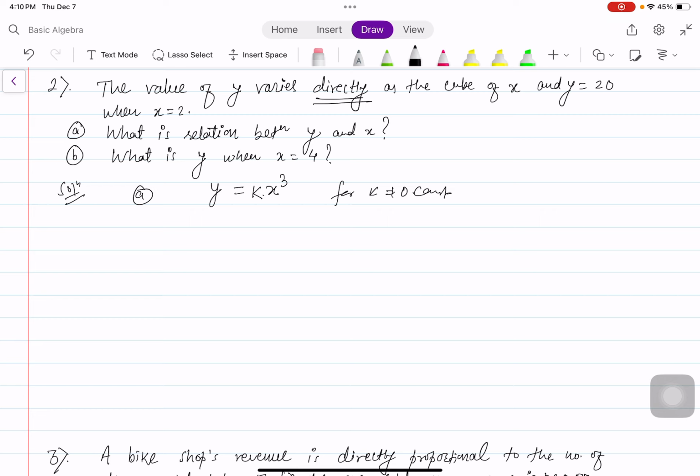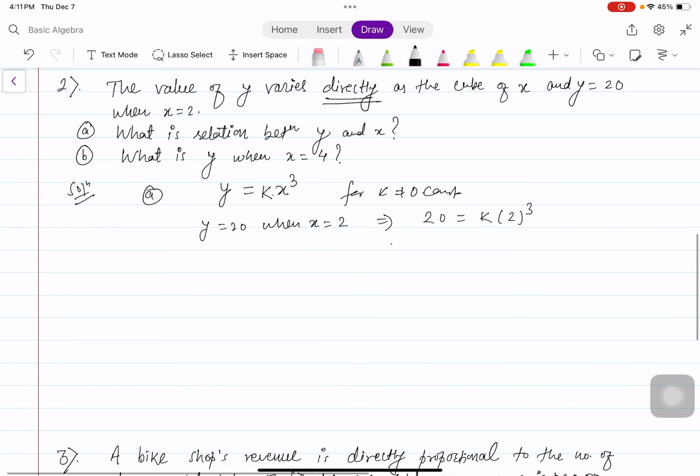We are given y equals 20 when x equals 2. So use these values in our relation. So this implies 20 equals k times 2 cubed. Can we solve it for k? Yes, we can. So this is 20 equals 8k, and if we divide both sides by 8, we get k equals 20 over 8.